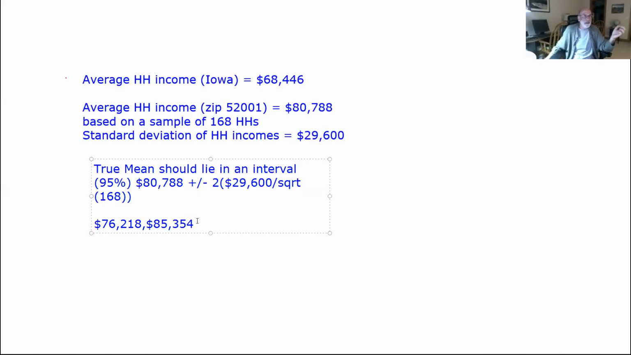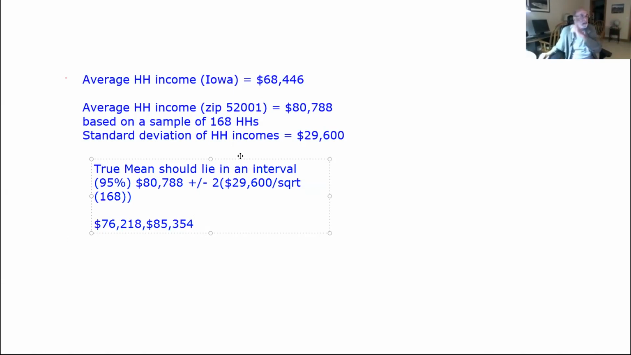76,218 to 85,354. And notice that 68,000 is definitely lower than that interval. So I would say I'm at least 95% sure that zip code 52001 has a higher average household income than the average for the state of Iowa. More than 95% sure, actually.